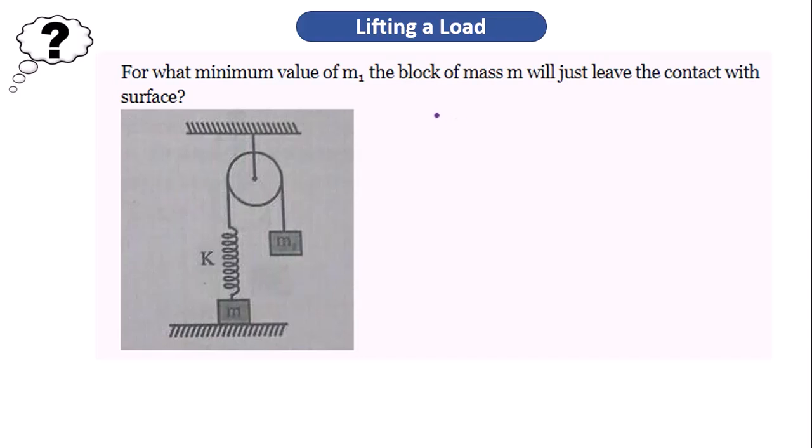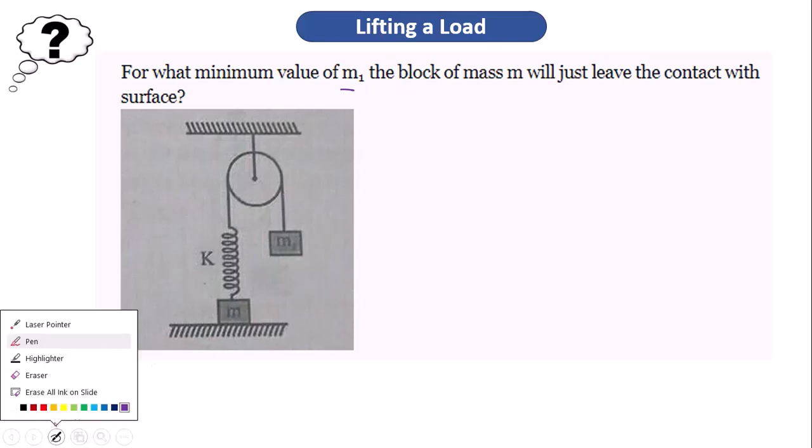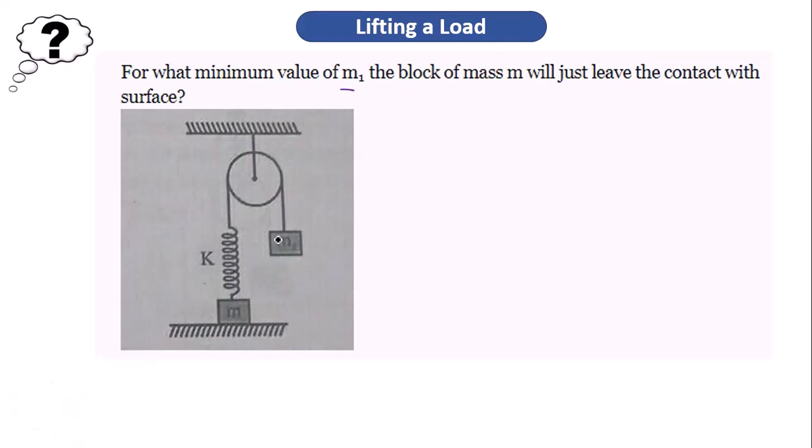Today's numerical is basically to calculate the value of M1. There is a pulley block system where two masses are suspended. This mass is M1, and there is another mass M connected with the spring. You are asked to calculate the minimum value of M1 required to lift the mass M from the ground.